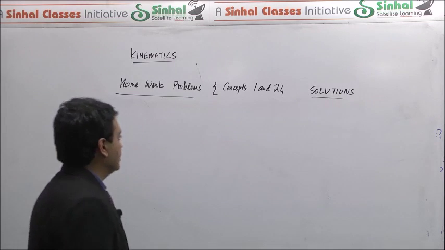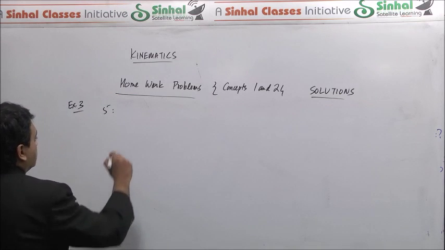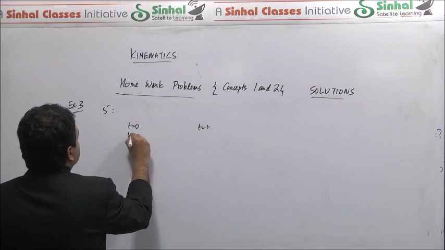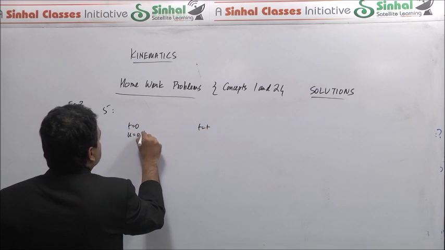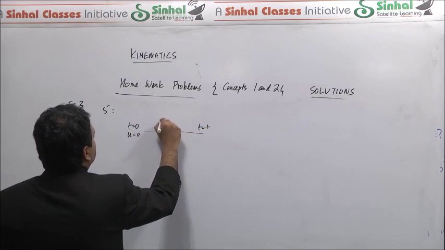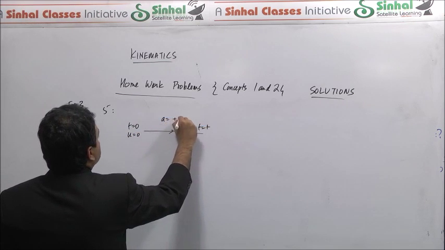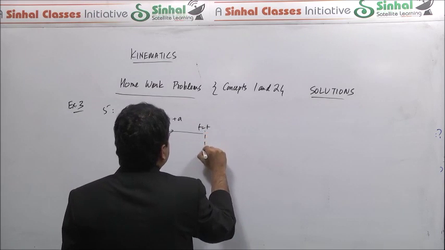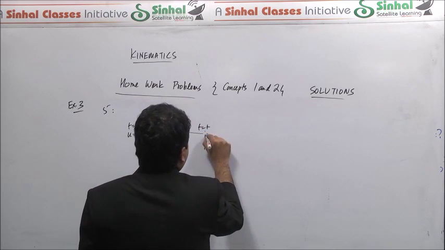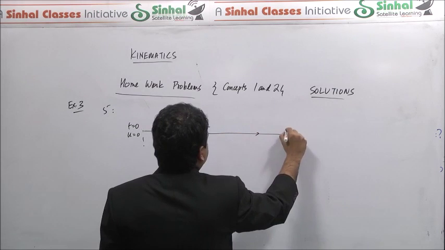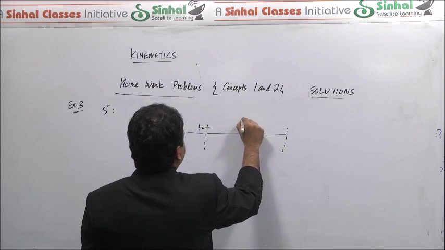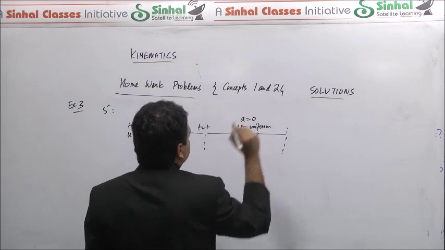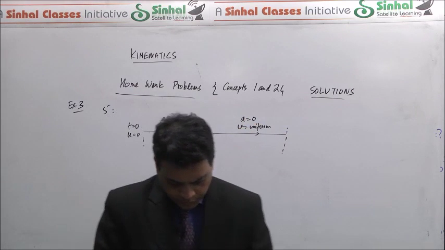Okay. So basically the 5th question says that from t equal to 0 to t equal to t, a car is moving with acceleration equal to plus a, then from t equal to t to some other time, it is moving with zero acceleration and uniform velocity. Okay.